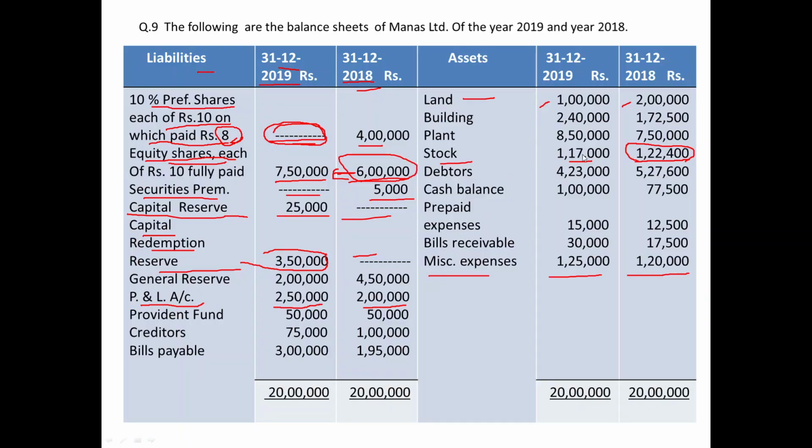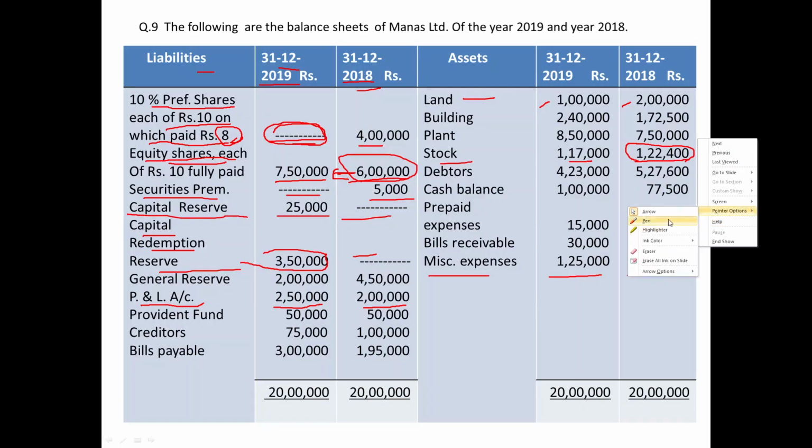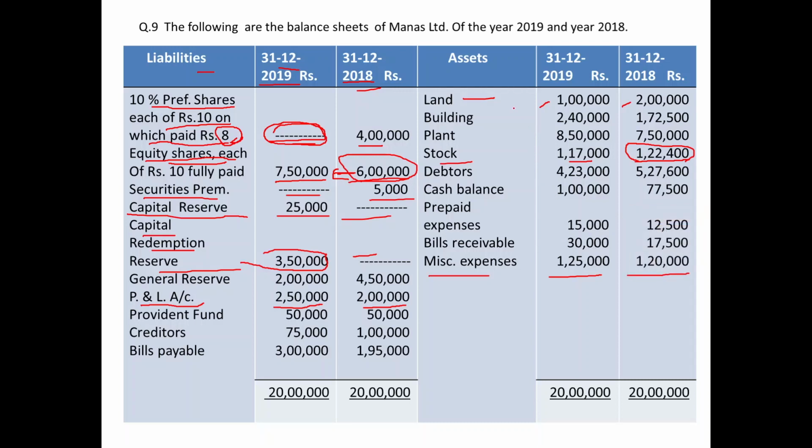Let us verify the balance sheet for the remaining items of the question. One by one, come on the asset side first. Land over. Building. Opening balance 1,72,500 versus closing balance 2,40,000. What does it mean? It means in the current year an additional purchase has been made worth rupees 67,500. Building account debited to bank account credited.